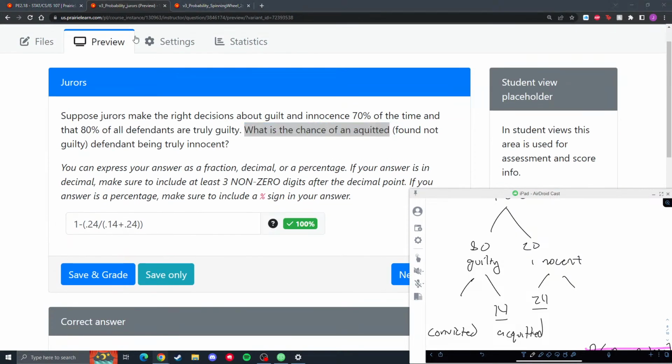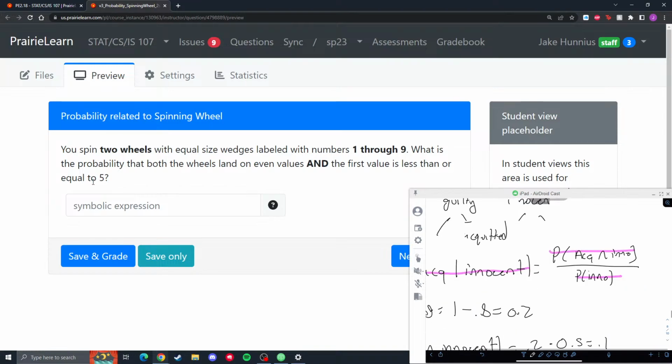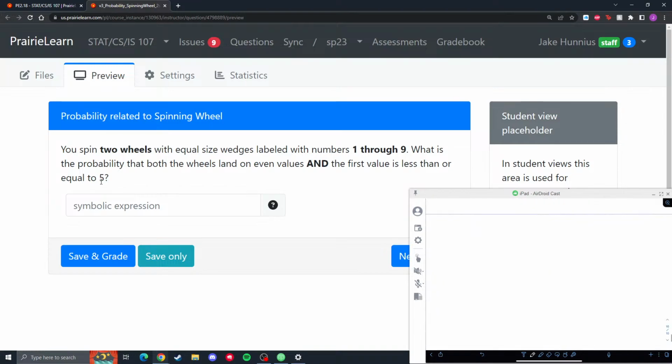All right, I'm going to go ahead and go on to that spinning wheel problem. Yeah, the juror question's always a little bit tricky, so it does make sense to always work that through in multiple different ways. So we're spinning 2 wheels, 1 through 9.